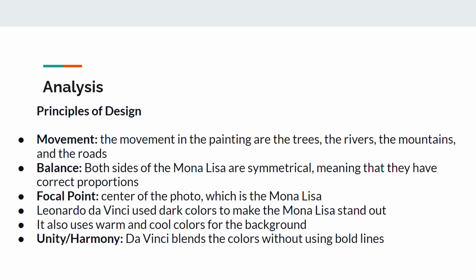that the Mona Lisa is sitting directly, and it feels like someone is taking a picture of the Mona Lisa. Leonardo da Vinci uses dark colors to make the Mona Lisa stand out, and he also uses warm and cool colors just for the background. There is some unity and harmony in which Da Vinci blends the colors without using bold lines.